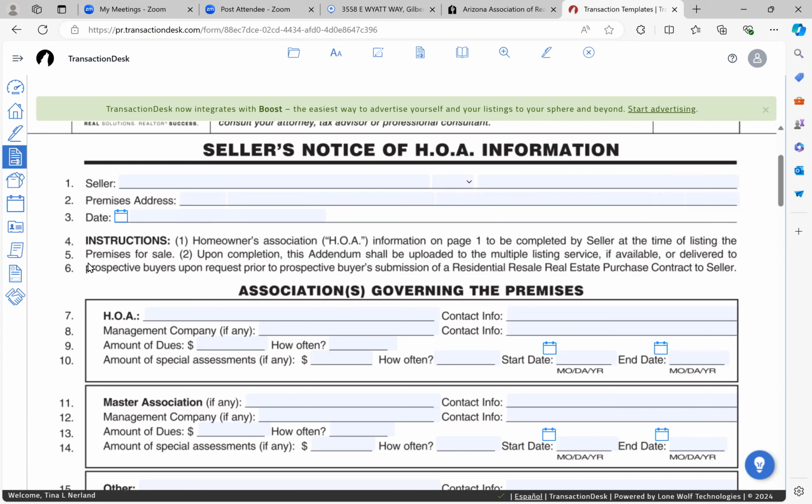So you just have to provide it if you're already under contract within 3 days of contract acceptance. If you do not deliver this by day 3 after contract acceptance, then your client, the seller, is in breach of contract.